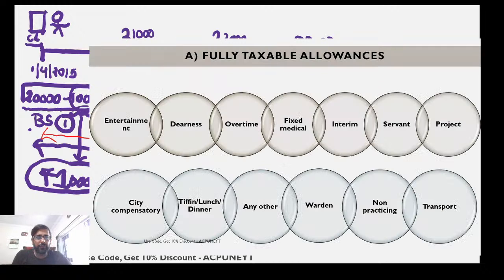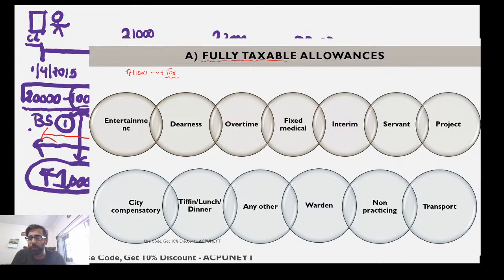Is it fine? Now if you see what are fully taxable allowances, fully taxable allowances means whatever allowances you are receiving, you have to pay full tax on that allowances. Is it clear? So fully taxable allowance, we have to learn each and everything?